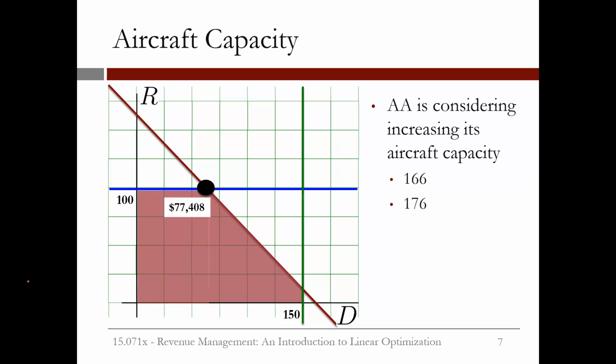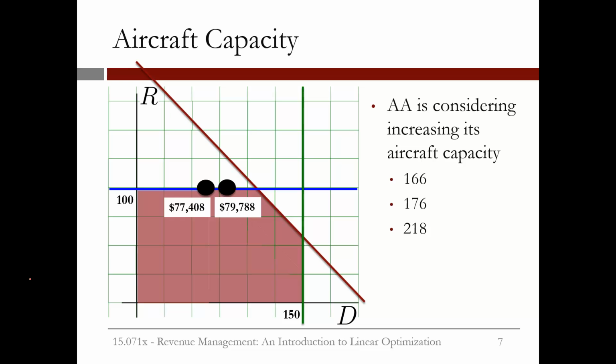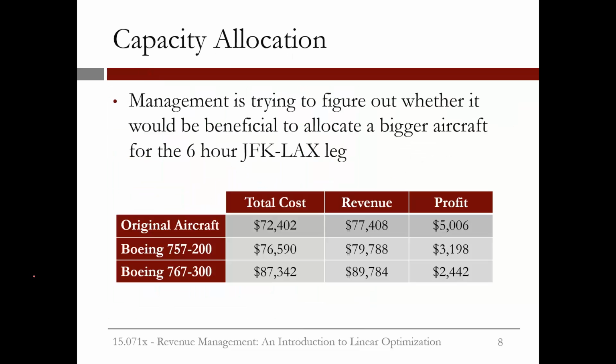If we increase our capacity to 176, the capacity constraint will move right, and our optimal solution will move right too. We now get a revenue of $79,788. If we then increase the capacity to 218 seats, the capacity constraint will move right again, and our revenue will increase to $89,784. So let's look at our extra profit from increasing the capacity to see if it's worth it.